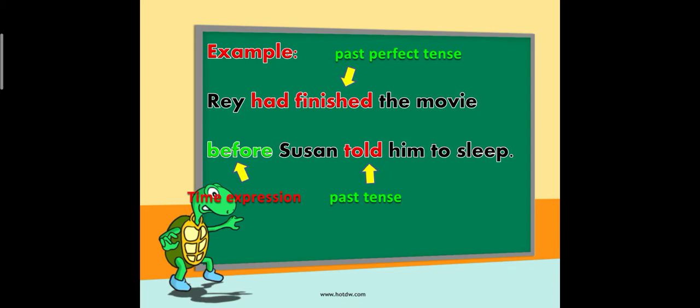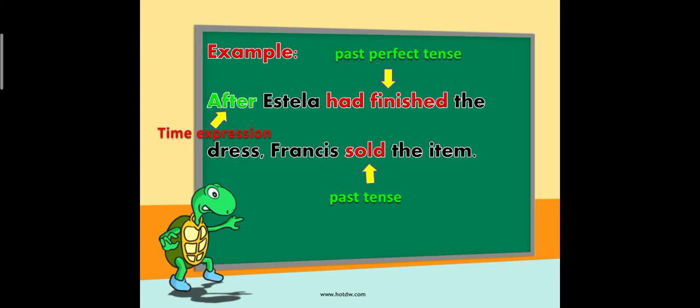Example: Ray had finished the movie before Susan told him to sleep. Had finished is the past perfect tense. Before is the time expression. And told is the past tense. Another example: After Stella had finished the dress, Francis sold the item. After stands as time expression. Had finished is the past perfect tense, and sold is the past tense.